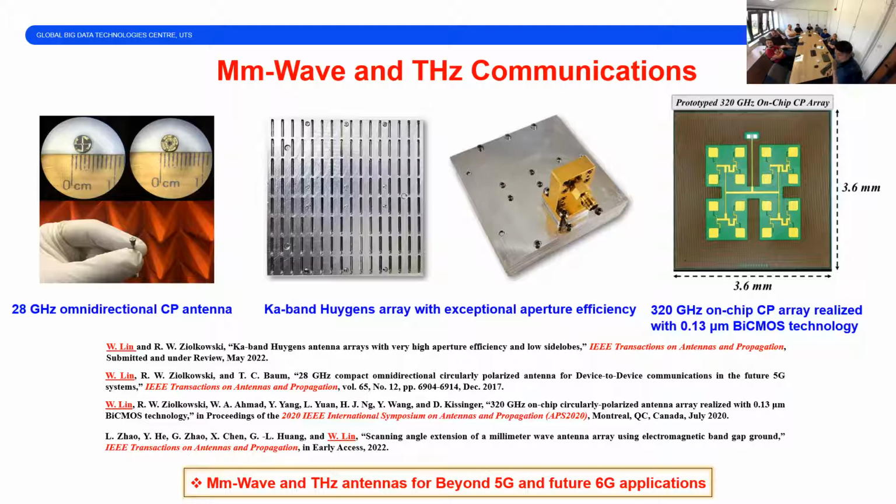And we also did some terahertz antennas. So this is a 320 GHz on-chip CP antenna, realized by 0.13 micron CMOS technology. This is intended for space communication in the future.